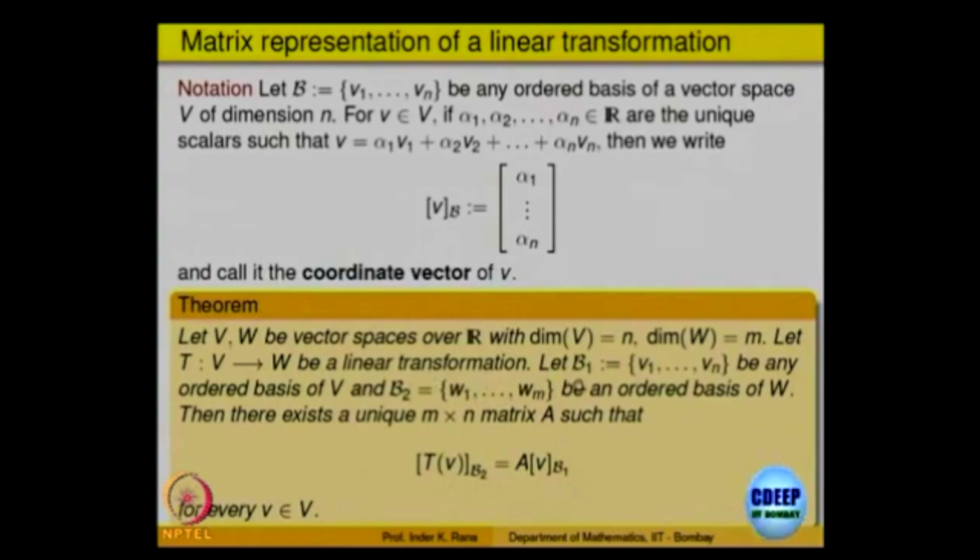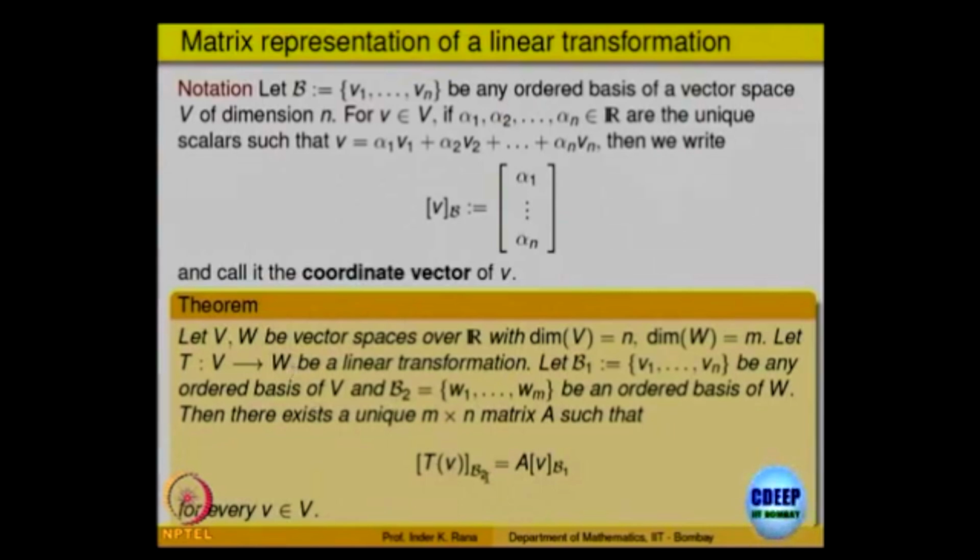So given these ordered bases for the domain and the codomain fixed, keep in mind V is of dimension n and W is of dimension m. So the claim is there exists a unique matrix of order m cross n, where m is the dimension of W and n is the dimension of V. So there is a unique matrix A of order m cross n which says that if you take a vector V, take its image, that will be in W.